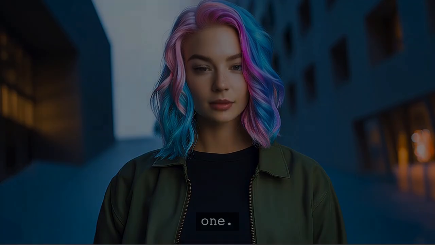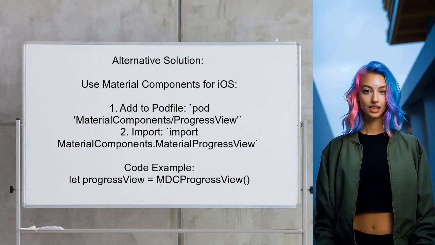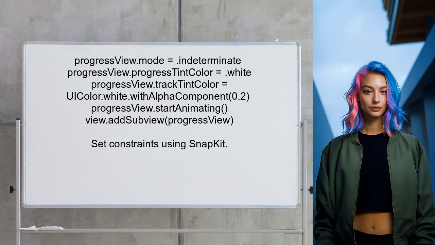Let's explore another one. An alternative solution comes from a user who suggests using Material Components for iOS. They recommend the Material progress view for implementing a horizontal progress bar.